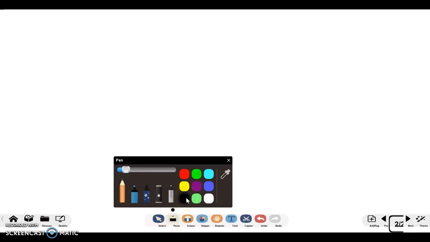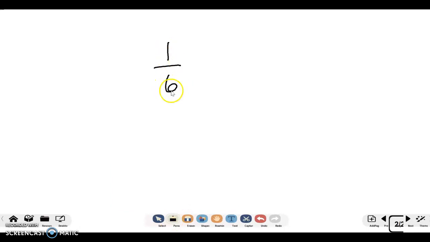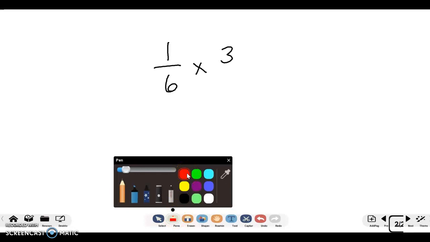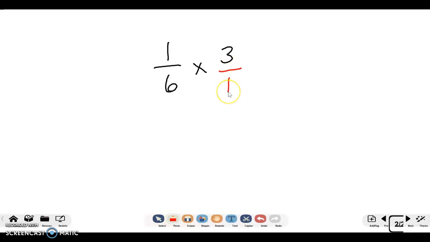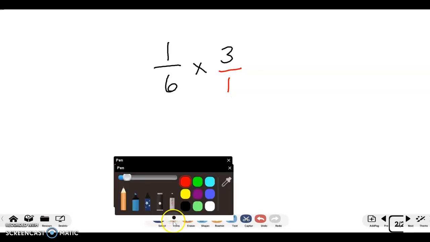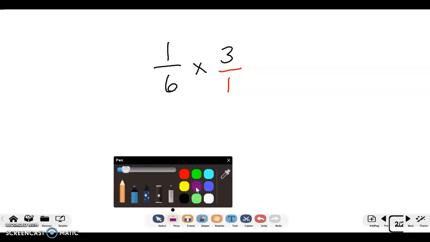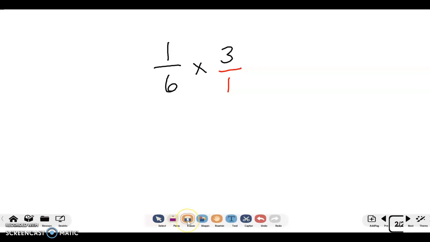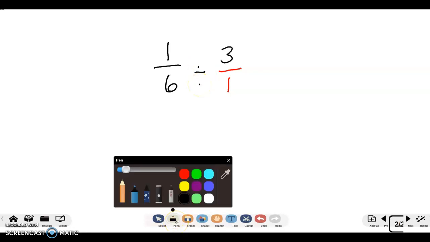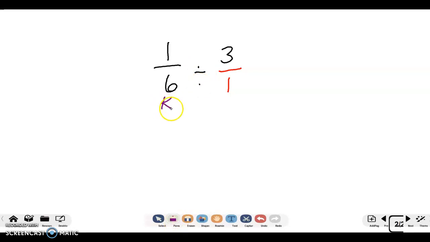Let's try another one. We've got 1/6 divided by 3. So I'm going to turn this 3 into a fraction. So it'll be 3/1. So I'm making a whole number into a fraction. We put it over 1. Whoops. And I forgot. This is a division problem. We're starting with division, not multiplication. Because we need to keep it, change it, flip it.